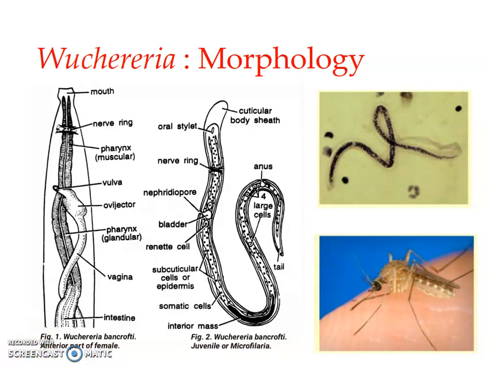So welcome back to the parasitic nematodes. The third one we have is Wuchereria, and it is a filarial nematode, Wuchereria bancrofti. It has a widespread distribution throughout the world except for the polar regions.